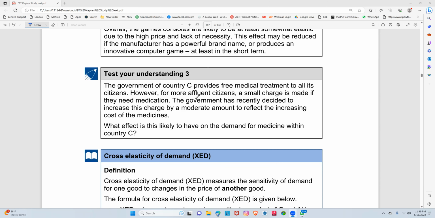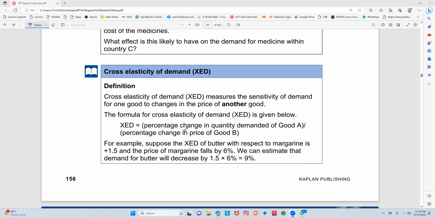Let's just move forward. The government of country C. Now, this country C test of understanding is something which you guys have to do. You have to write down an explanatory answer for it. You will write and I will check it later, tomorrow. Tomorrow being a Thursday, I will check all your work.